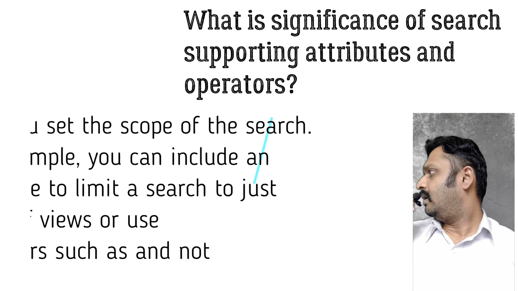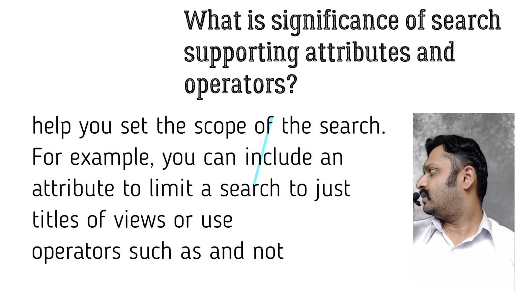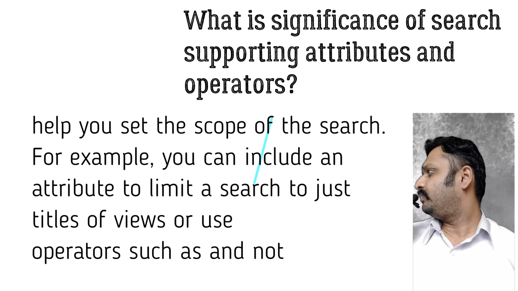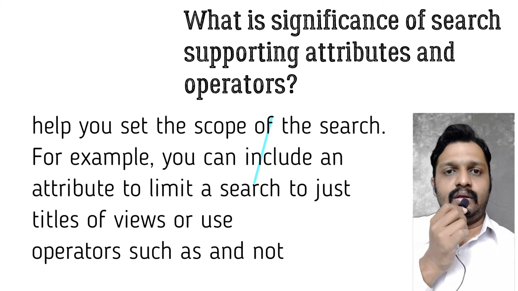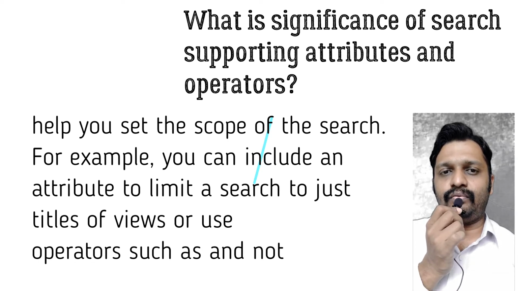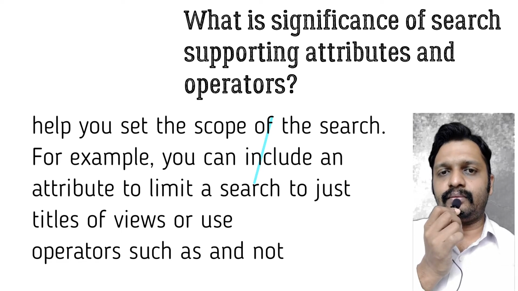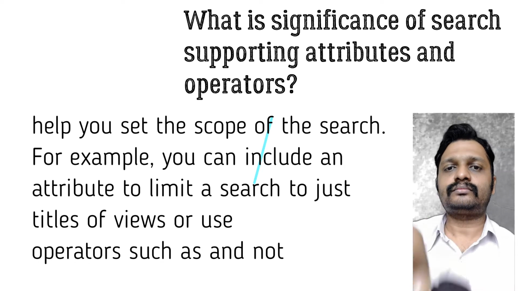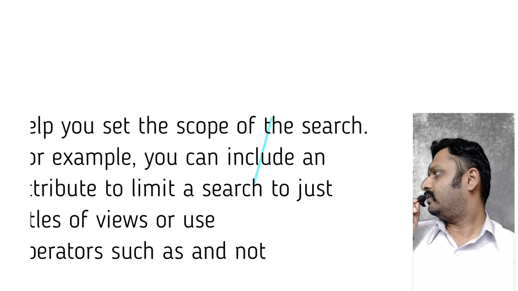Next question. What is the significance of search supporting attributes and operators? These help you set the scope of the search. For example, you can include an attribute to limit a search to just the title of views, or use operators such as and, or, not.